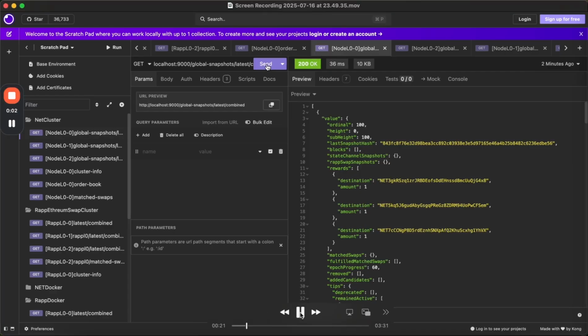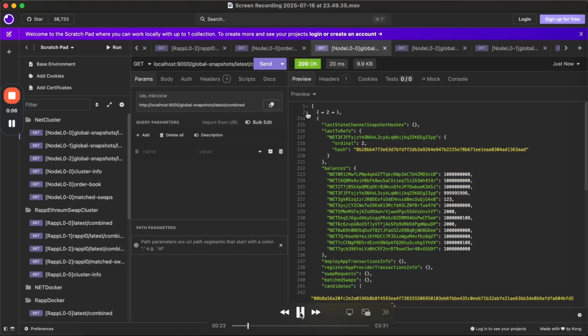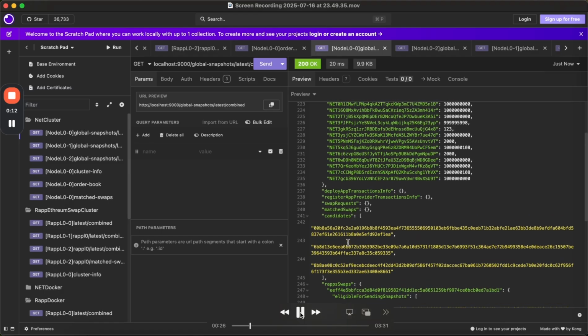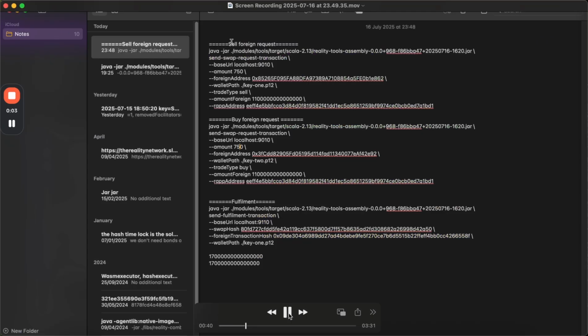All right, before the swap begins, we check the wallets involved. Here you can see two RealityNet addresses, each with a balance of 2,000 NET tokens. This confirms that both users have enough to participate in the trade. One of them is about to offer 750 NET in exchange for ETH. The other user will be sending ETH from their Ethereum address and receiving that 750 NET on RealityNet once the trade is confirmed.